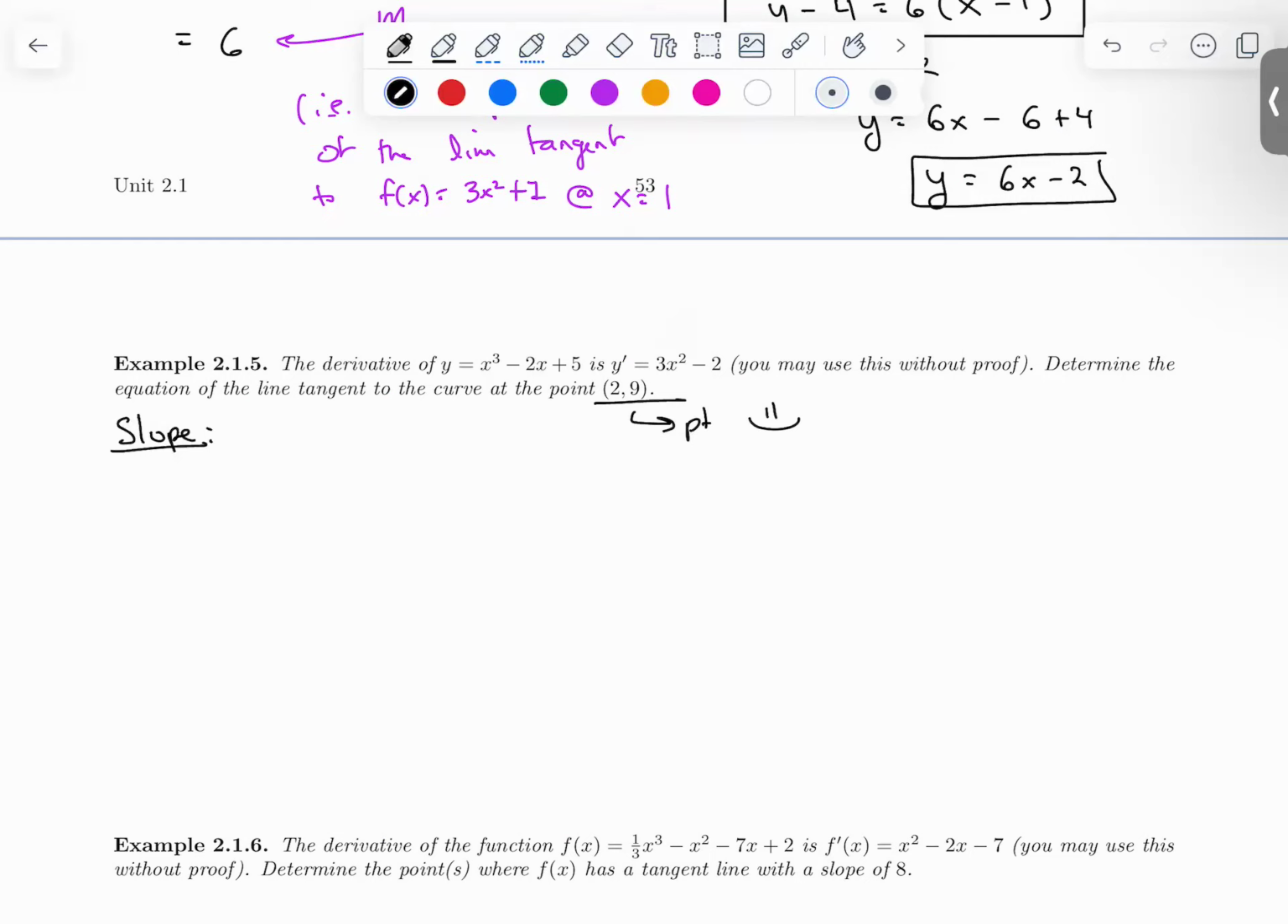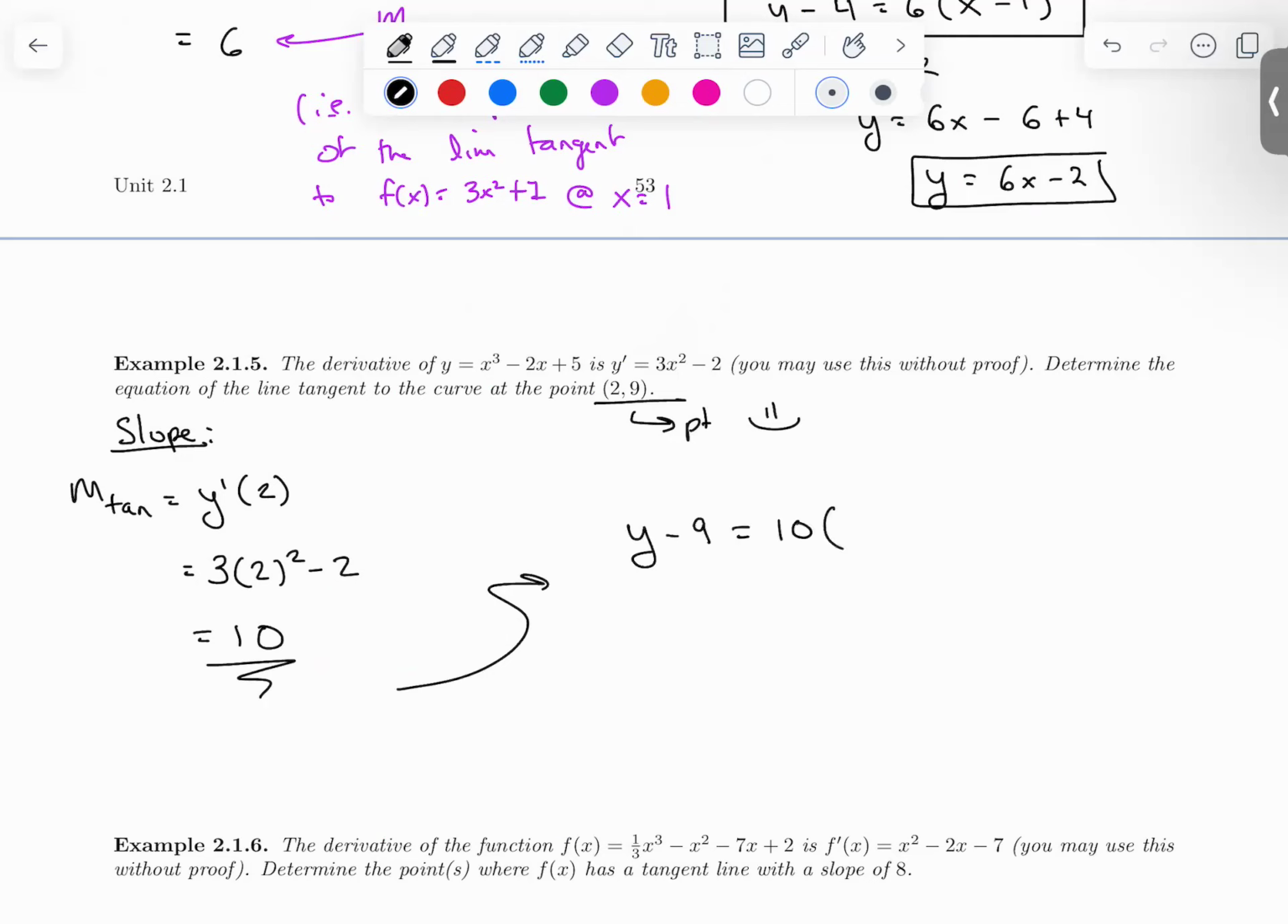Now they told us what the point was. That means our x value is 2. So m sub tan will equal y prime at 2. So that'll be 3 times 2 squared minus 2. That's 3 times 4, 12, minus 2, that's 10. So we have everything we need. y minus 9 is equal to m, 10, times (x minus 2). That's the better format.